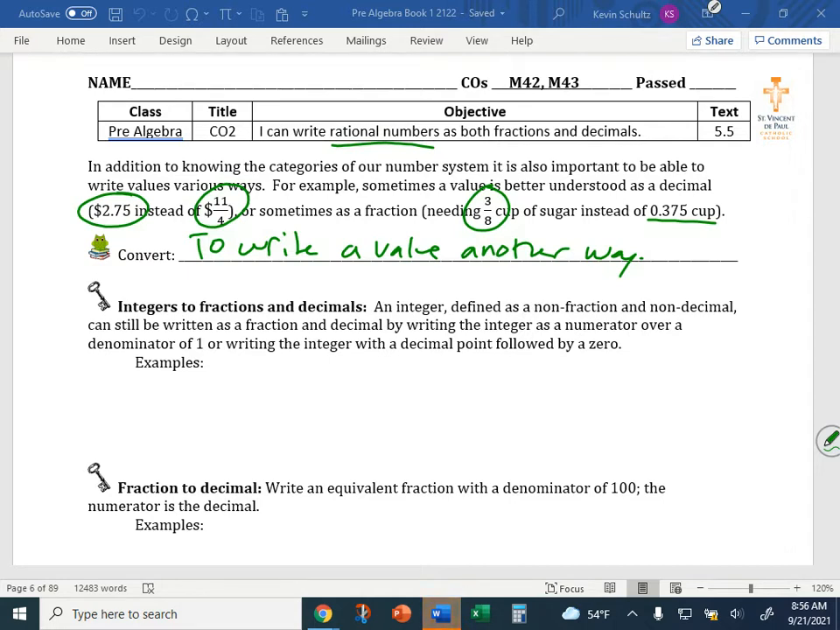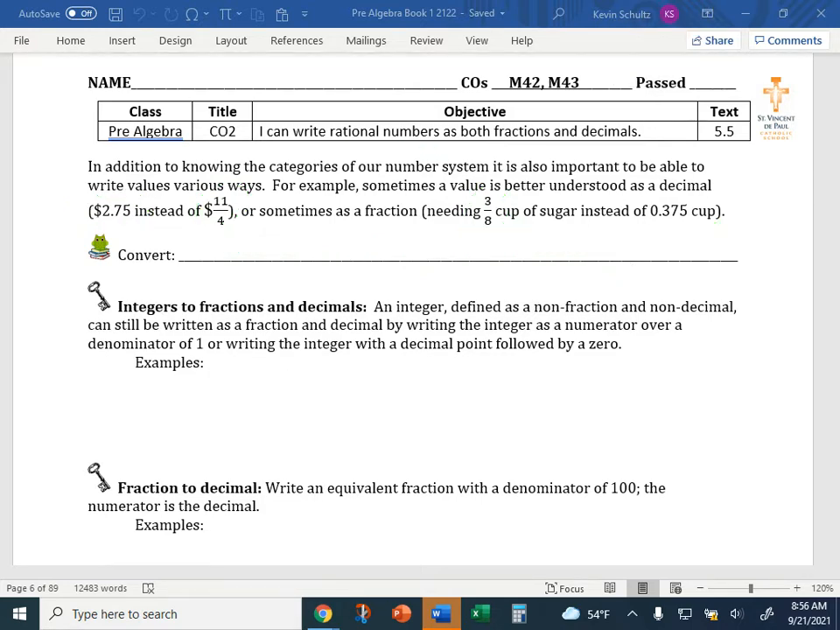Does the value change? Like when we go from 2.75 to 11/4, did that value change? No, only the way it was written. When we go from 3/8 to 0.375, does the value change? Will your pancakes taste the same if you put 3/8 cups flour or 0.375 cups flour? Yes, they will taste the same, right? The value is the same. It's just written another way. Kind of like when you simplify a fraction. That's conversion in a sense, in that the value doesn't change, but it's written a different way.